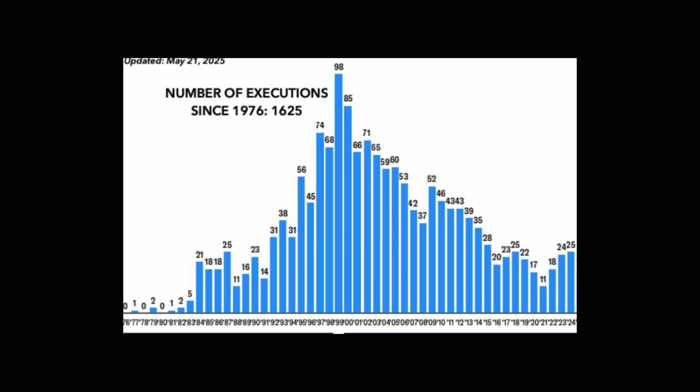This graph was updated in 2023, and the number of executions is 1,625. And as you can see, the numbers kind of peaked around 98, 99, it looks like, and then they went down, and seemed to kind of stabilize in the last couple years.